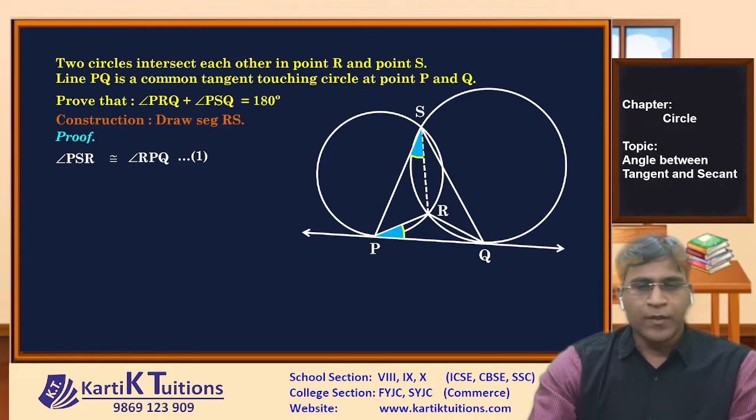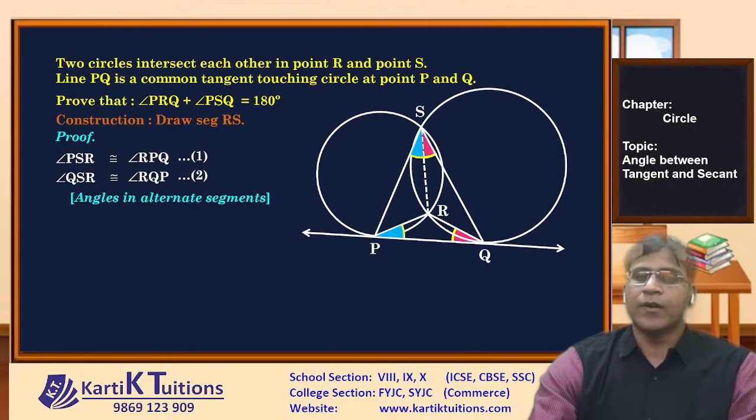Now look a little to the side. Again, if you observe the angle QSR, it is an inscribed angle, and its intercepted arc is arc RQ. Now, if I talk about angle RQP, it is the angle between tangent and secant, and its intercepted arc is also arc RQ. So, in other words, I can say angle QSR is congruent to angle RQP, and the reason is the same, again angles in alternate segment.